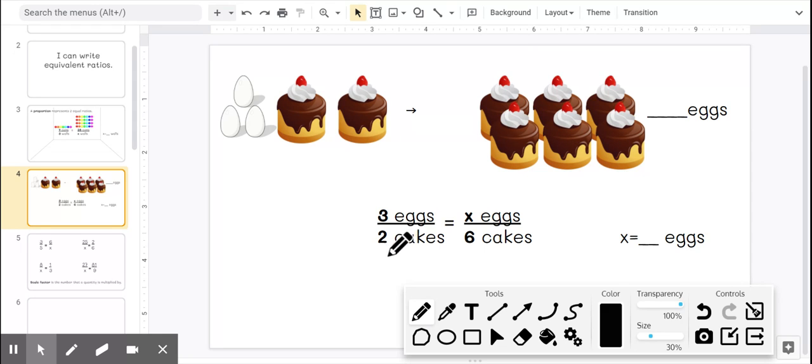Well, to get from 2 to 6, I'm going to multiply by 3. I'm tripling the amount that I want. So I'm also going to triple the number of eggs. And 3 times 3 is 9.